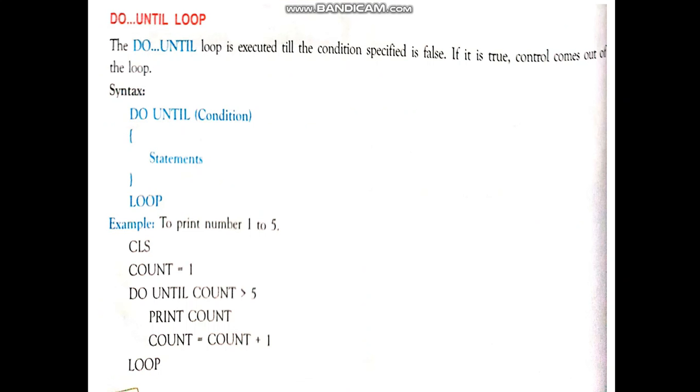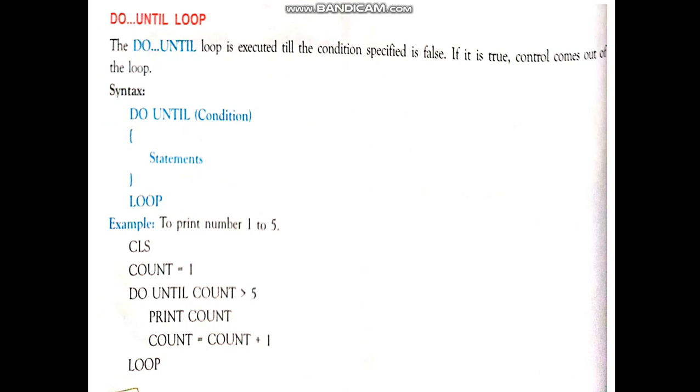First one, CLS, clear screen. First you are giving the count value is equal to 1, and next the do until loop starts. Here count greater than 5. Next print count. Next count is equal to count plus 1, and we are ending the loop. Here what it will do, if the condition is false, it will come out of the loop.